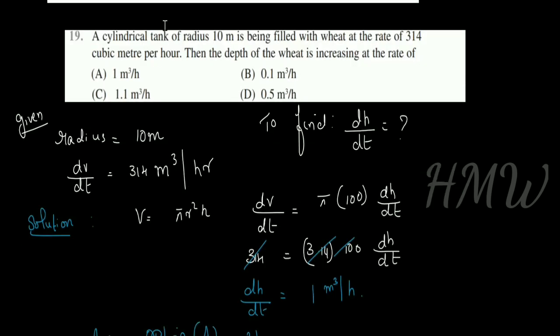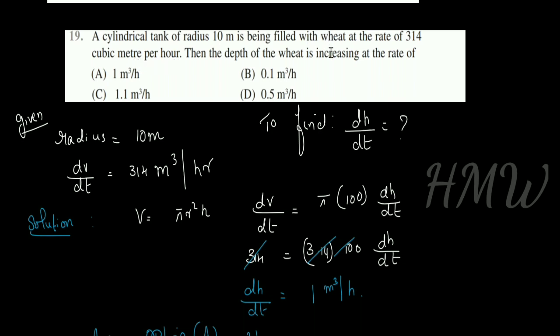Question number 19. A cylindrical tank of radius 10 meter is filled with wheat at the rate of 314 cubic meter per hour. Then the depth of the wheat is increasing at the rate of, there are 4 options given. So let us see what is given in this. A cylindrical tank, the radius of the tank is given as 10 meters and it is filled with wheat at the rate of 314 cubic meter per hour.